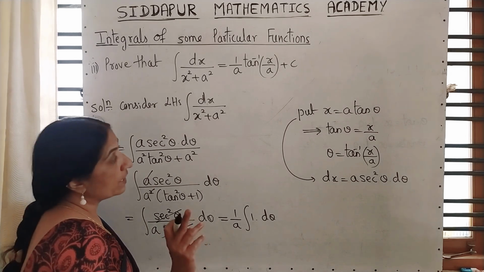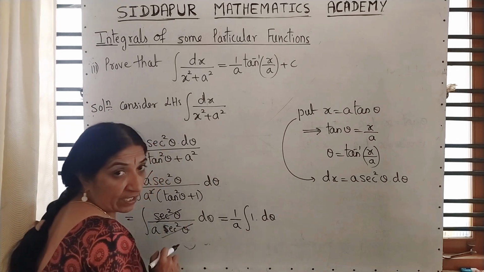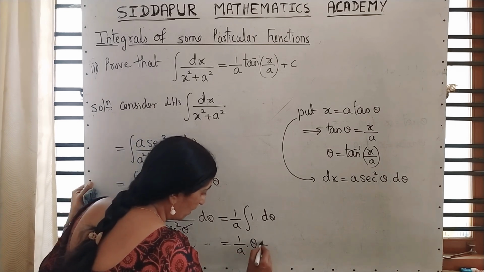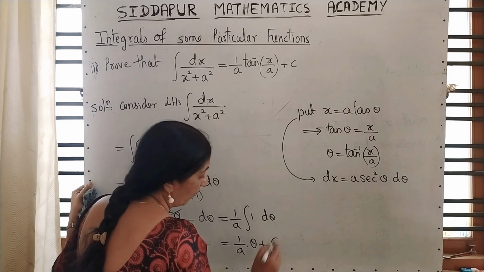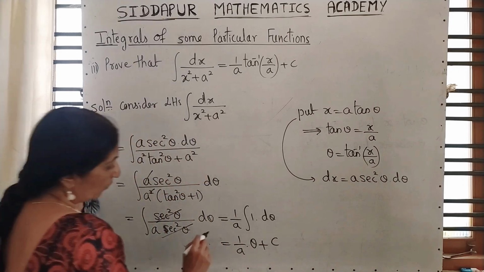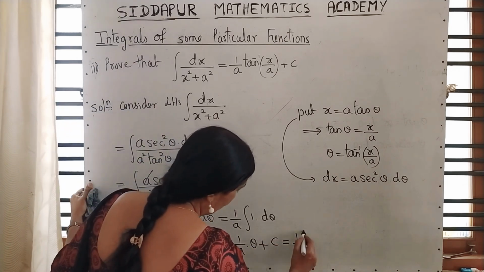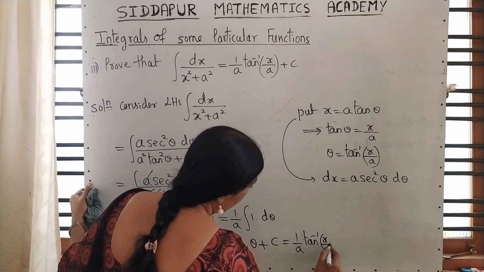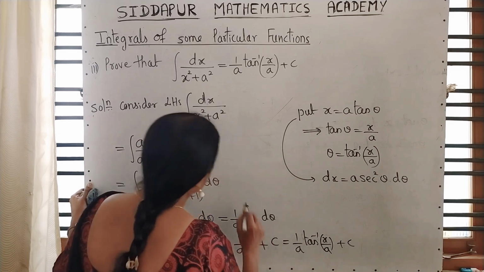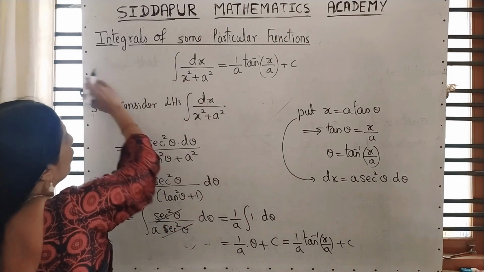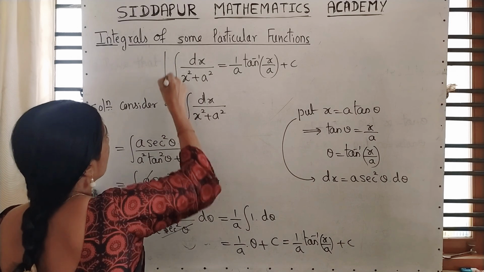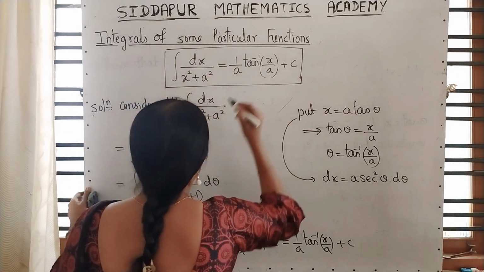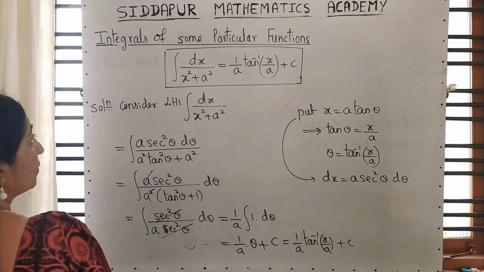Now tell me, what is the integration of 1 with respect to theta? It is theta. So 1 by a into theta plus c, and theta we are familiar with. Write down that value: it is 1 by a tan inverse x by a plus c. So that means integration of dx upon x square plus a square is 1 upon a tan inverse x by a. So this is the formula.